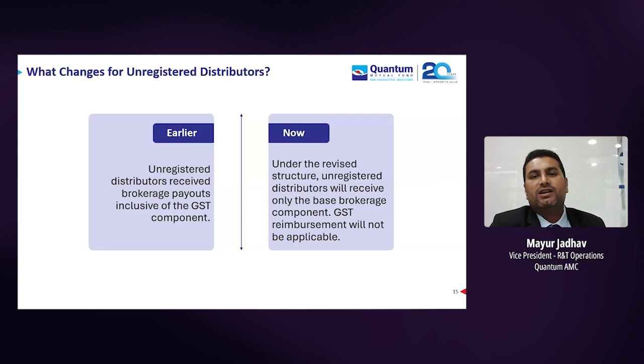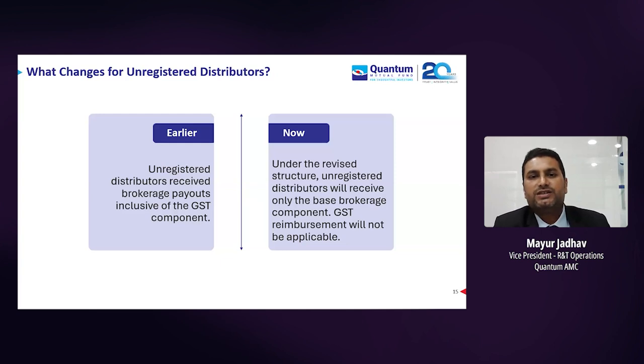So what is the change for unregistered distributors? All of you know that earlier, whatever brokerage we used to pay was inclusive of GST. So if we communicated or committed a 1% rate, then that 1% we used to pay as inclusive of GST, irrespective of whether that particular distributor is a registered distributor or an unregistered distributor. So all the distributors used to get 1%, or whatever the committed rate is.